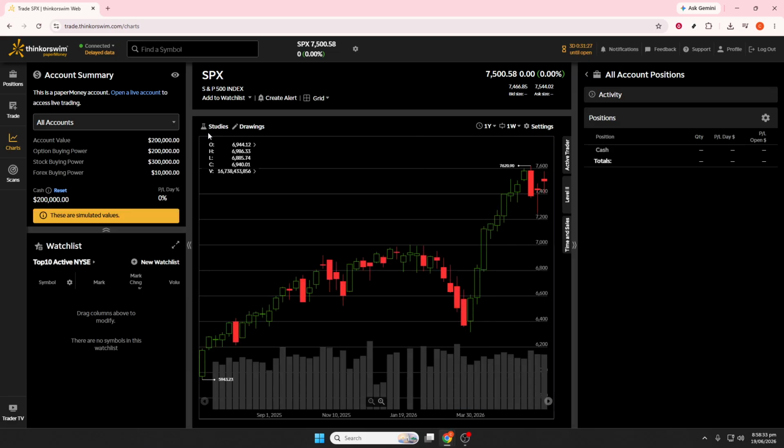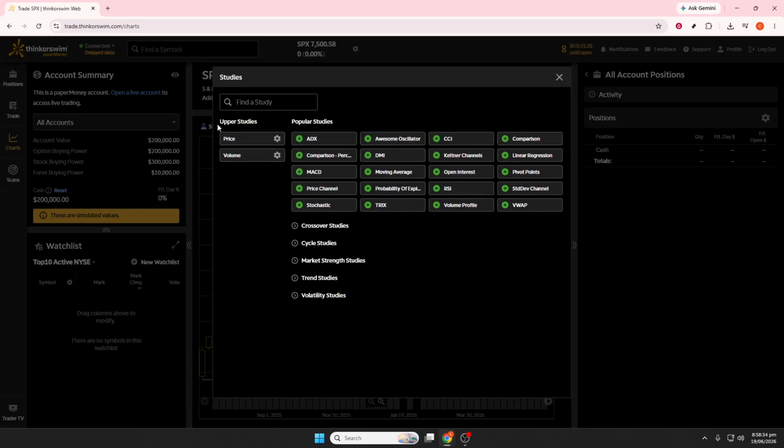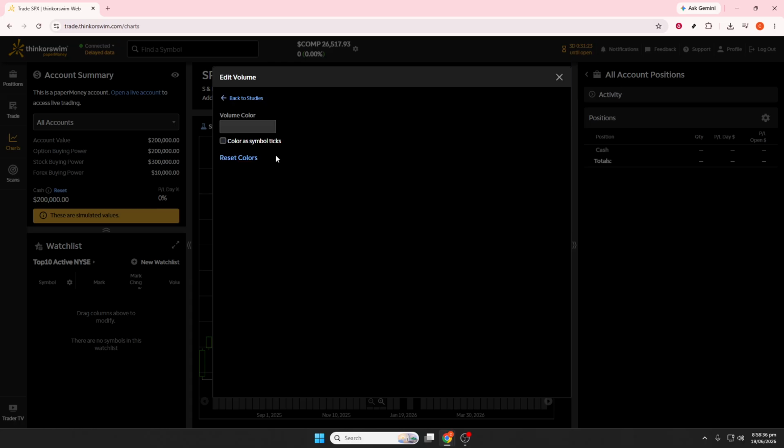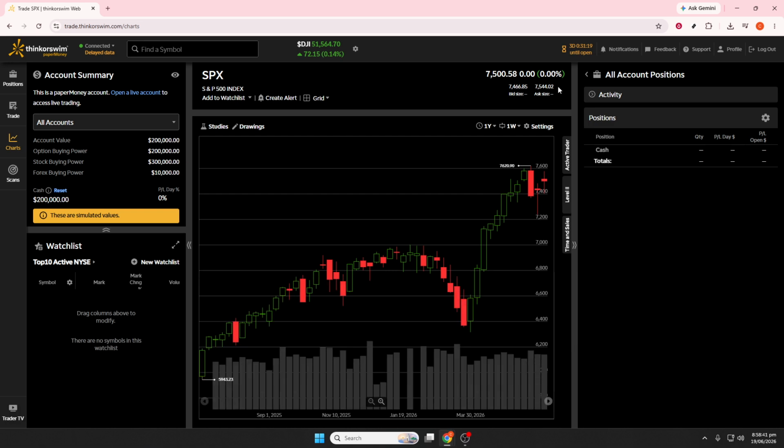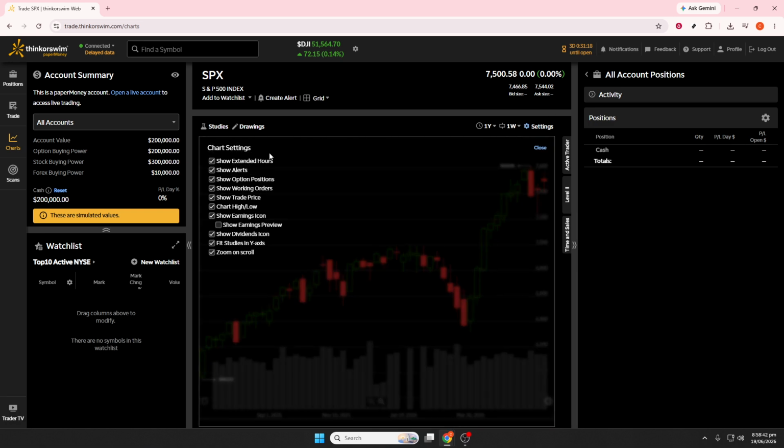You should also pay attention to the colors of the volume bars. By default, a green volume bar means the price closed higher than the previous candle, while a red volume bar means the price closed lower than the previous candle. A large green volume bar can suggest strong buying pressure, and a large red volume bar can suggest strong selling pressure. The size of the bar and the color together can give you a quick read on market sentiment.